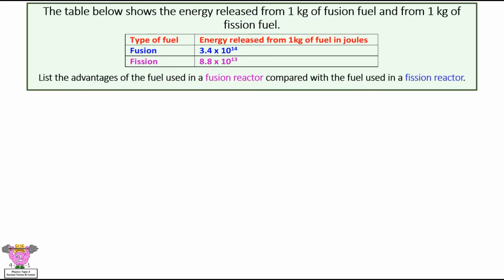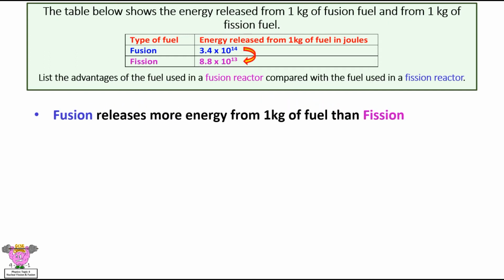The table below shows the energy released from 1 kilogram of fusion fuel and from 1 kilogram of fission fuel. List the advantages of the fuel used in a fusion reactor compared with the fuel used in a fission reactor. Looking at the table, we can see that fusion releases more energy from 1 kilogram of fuel than fission. Now list the other advantages you know.